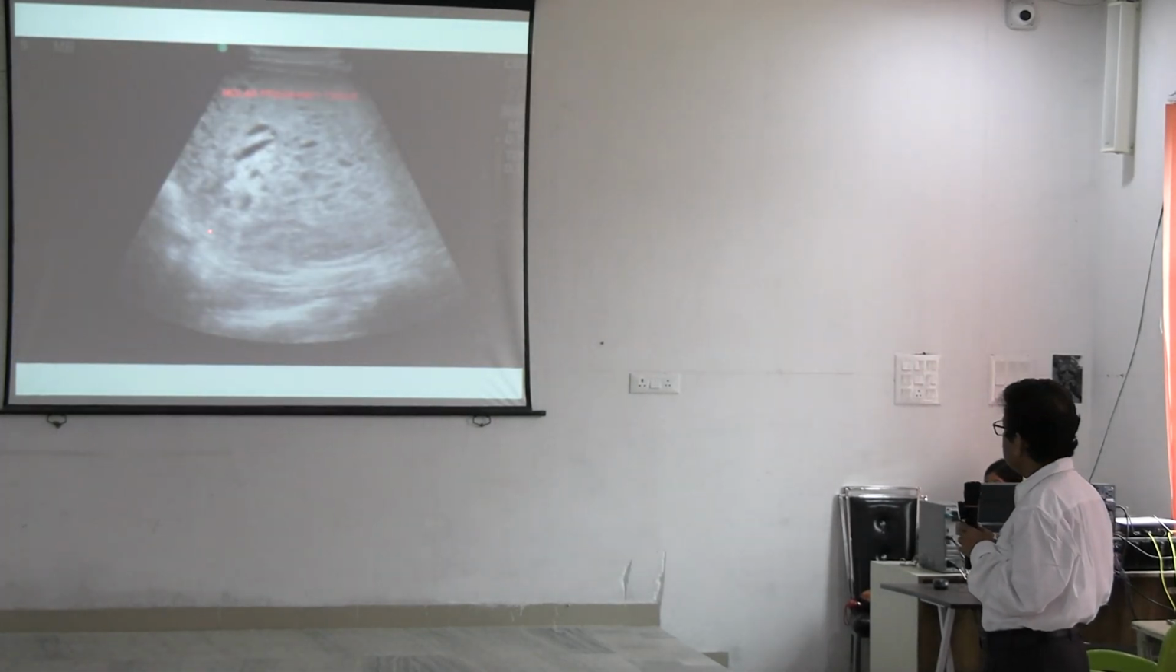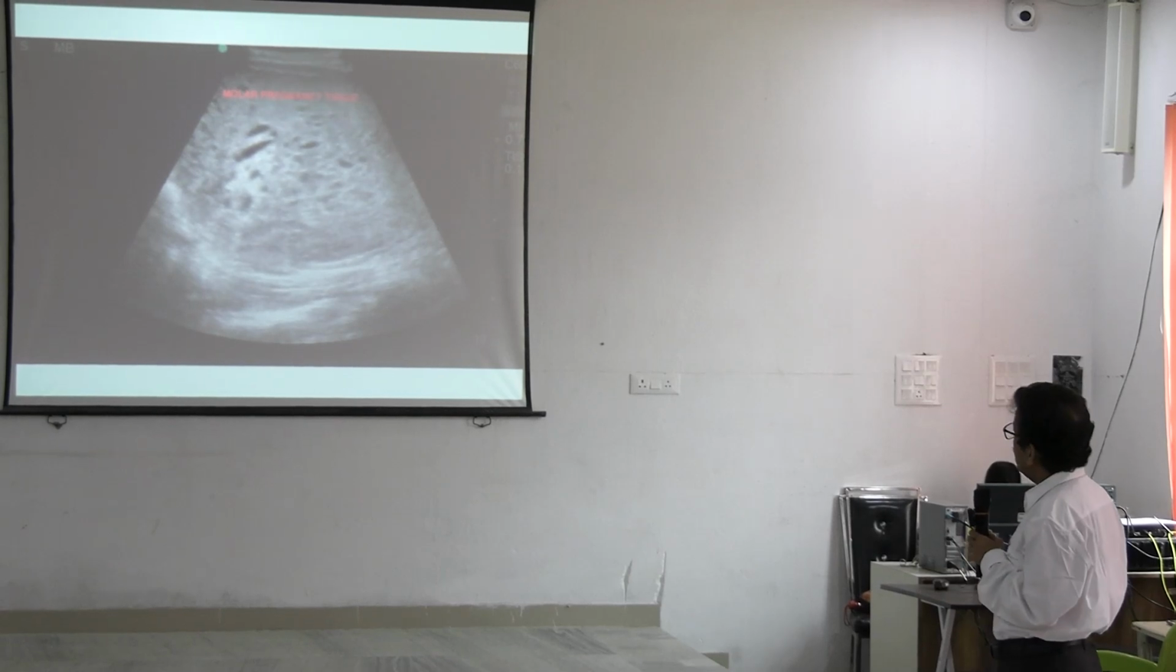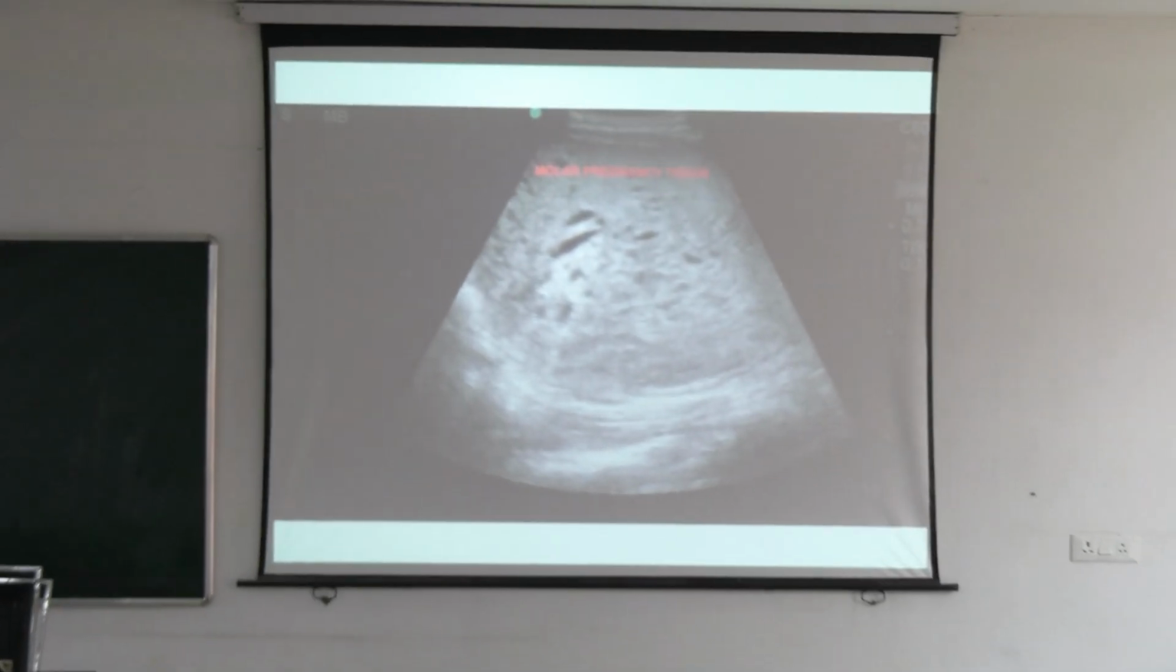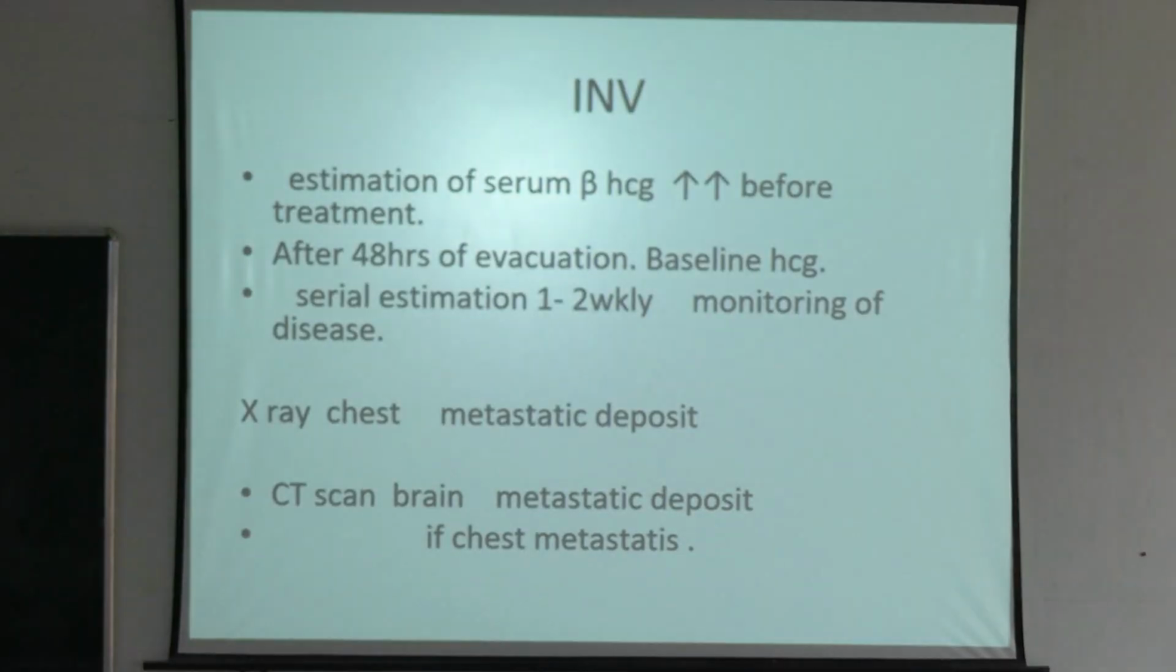So this is the USG which has already shown molar pregnancy. You may be given this USG plate also to identify the diagnosis. Then you come to the other investigations: serum beta hCG estimation, which is very, very high in case of molar pregnancy.